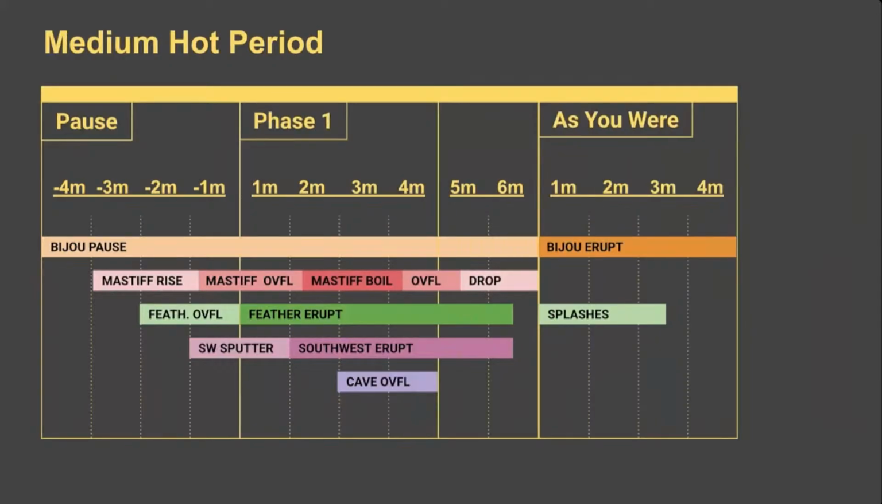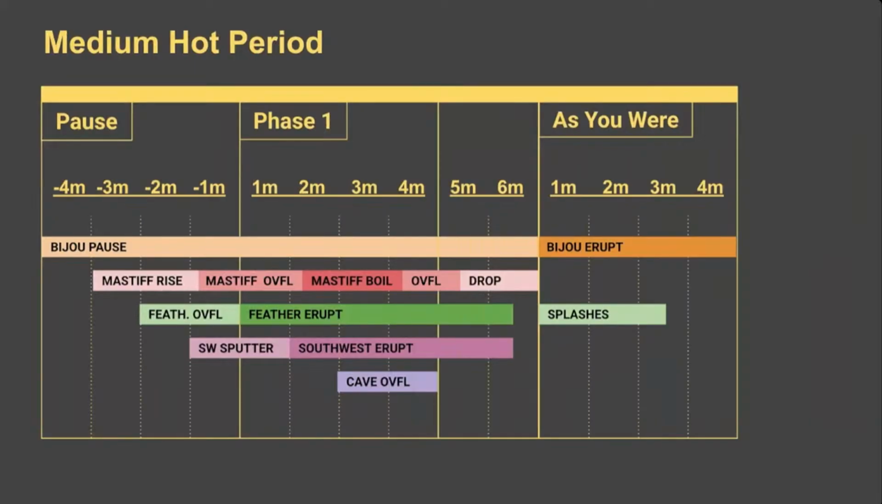Moving on to the medium hot period. That'll stretch out the timeline past 4 minutes. And I've included that as an important marker here because when hot periods are strong enough for Mastiff to boil, there are two phases of that boiling. So that's what I'm referring to here with phase one, the first period of boiling that will take place in minutes 2 and 3 approximately of the hot period.